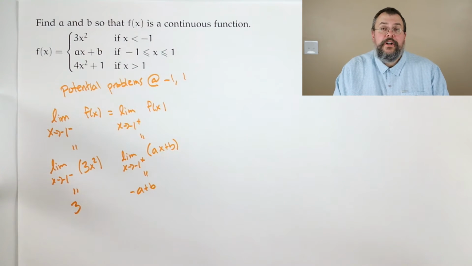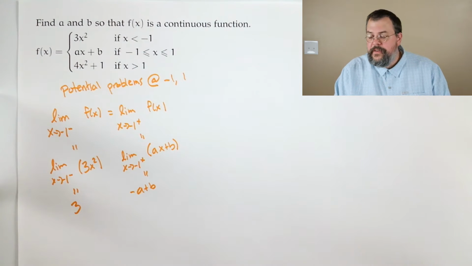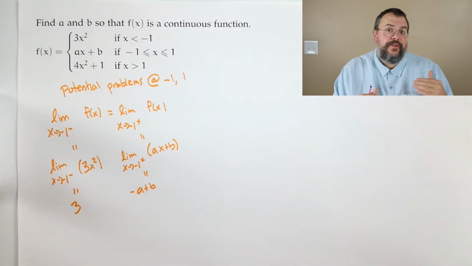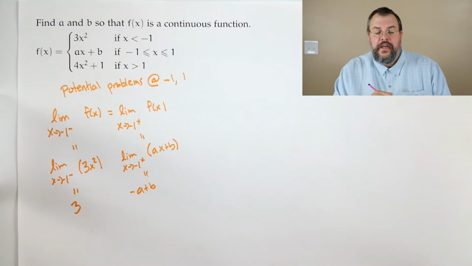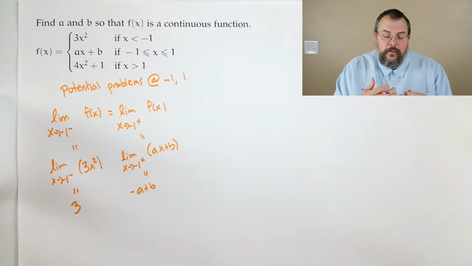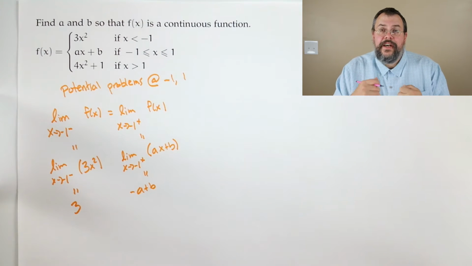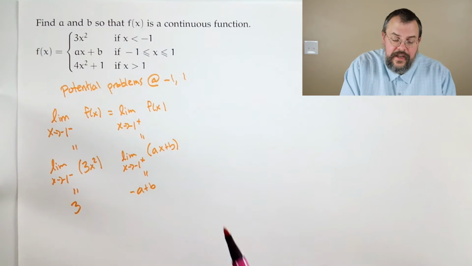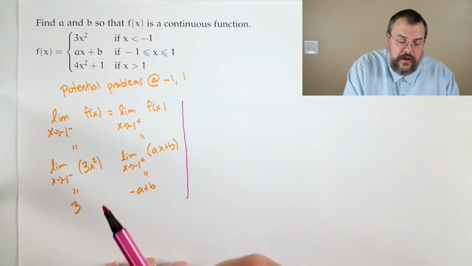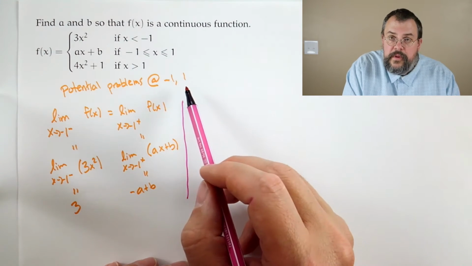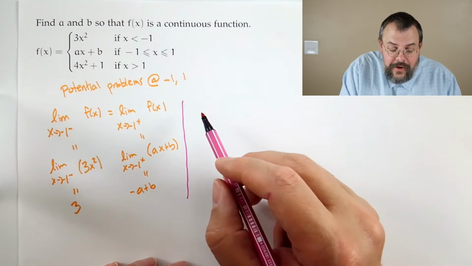Okay, we're not there yet because that's not enough information by itself to tell us what a and b should be. But it's telling us we're on the right track because now we have a constraint on a and b. When we did it at -1, we got a constraint. Let's go for a second constraint and let's repeat the process. But the difference will be, instead of -1, we're going to go to +1.